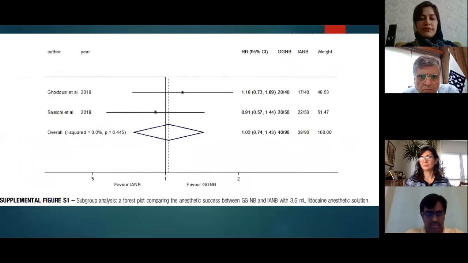The quantitative analysis was performed for the comparison of Vazirani, Akinosi, and inferior alveolar nerve block because only one study evaluated this item.